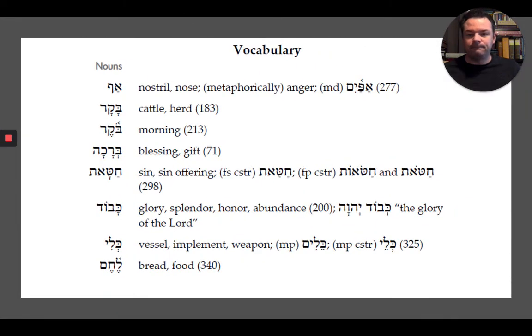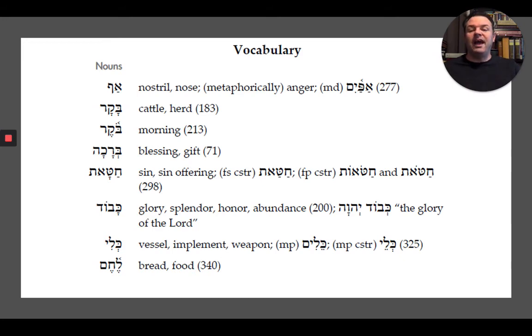So with that, let's look at the vocabulary. Af means nostril or nose. It can also metaphorically mean anger. So you think about somebody's nostrils flaring when they're angry. Or maybe you could think of, to memorize this word, I don't like the smell of Off bug spray.